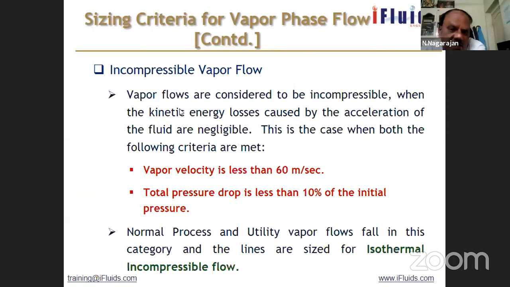When the incompressible vapor flow happens, the kinetic energy losses caused by the acceleration of the fluid are negligible. This is the case when both the following criteria are met. Vapor velocity is less than 60 meters per second. Total pressure drop is less than 10% of the initial pressure.